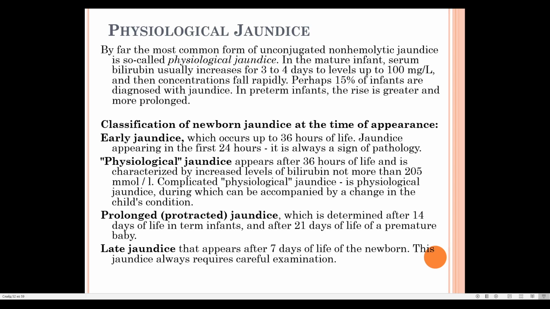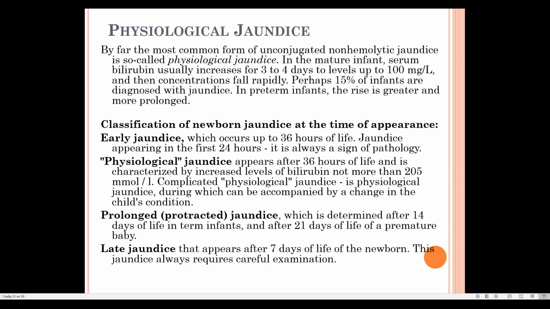Physiological jaundice. By far, the most common form of unconjugated non-hemolytic jaundice is so-called physiological jaundice. In the mature infant, serum bilirubin usually increases for 3 to 4 days to levels up to 100 mg per liter, and then concentrations fall rapidly.